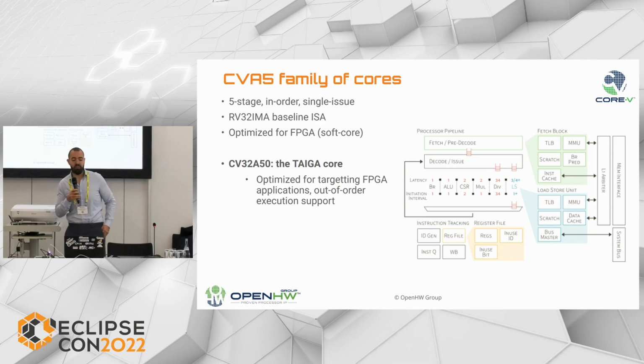And then we also have a soft core. This is meant to be implemented on FPGAs, which is an application class 5-stage core, CVA5, based on the Taiga core. And this is, for example, capable of running instructions in an out-of-order fashion and being efficient on those applications that leverage it.